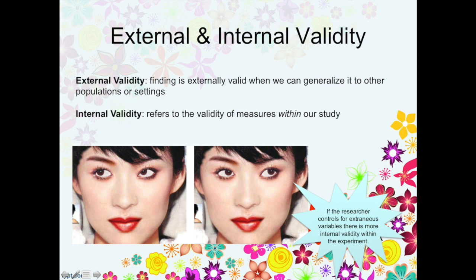So we always want to achieve external and internal validity as researchers. So external validity is when we are able to generalize our findings to other populations or settings. If our findings only hold true with our sample or our population, then we wouldn't say that we have external validity.